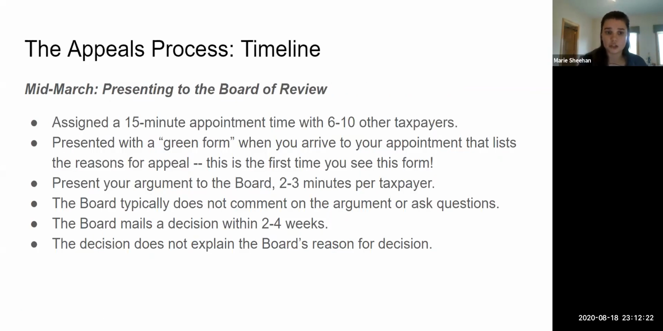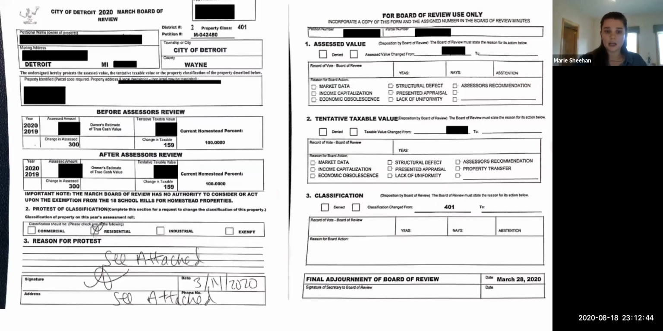Then in mid-March, you present to the Board of Review, and at the time that you present is the first time that you see this green form, which outlines the considerations that the board has when making reductions. By then you have already gathered and are presenting your evidence, and this is the first time that you see their criteria. I have a photo of that form here, and here you can see all of their criteria.